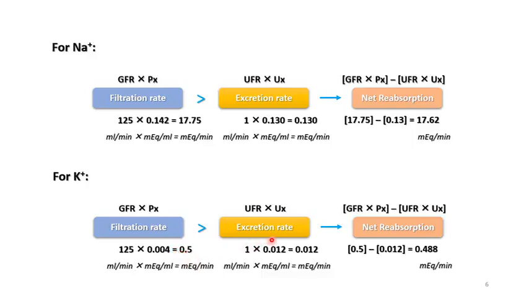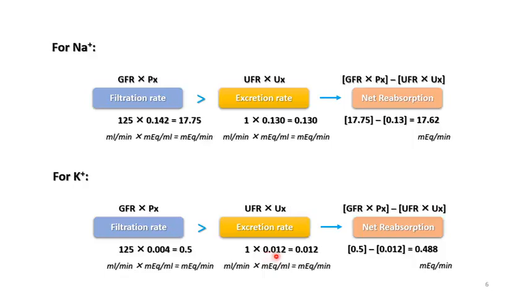The excretion rate for potassium is calculated in this manner. Urine flow rate is 1 milliliter per minute. If we calculate it for 1 day or 24 hours, it will be about 1.5 liter per day, and it is 1 milliliter per minute from both kidneys. This volume of urine is generated, multiplied by the urine concentration of potassium, which is about 0.012 milliequivalent per milliliter.